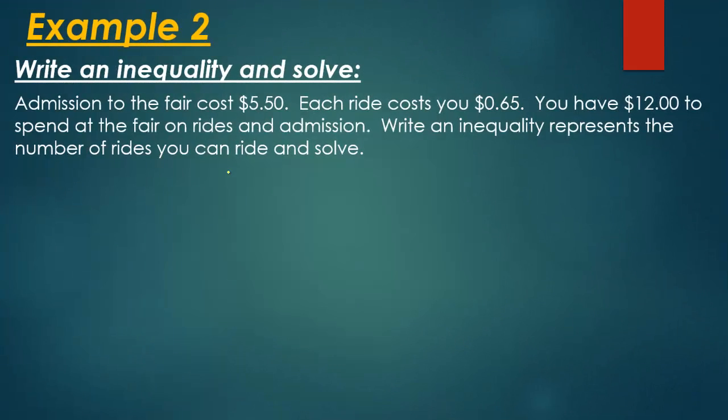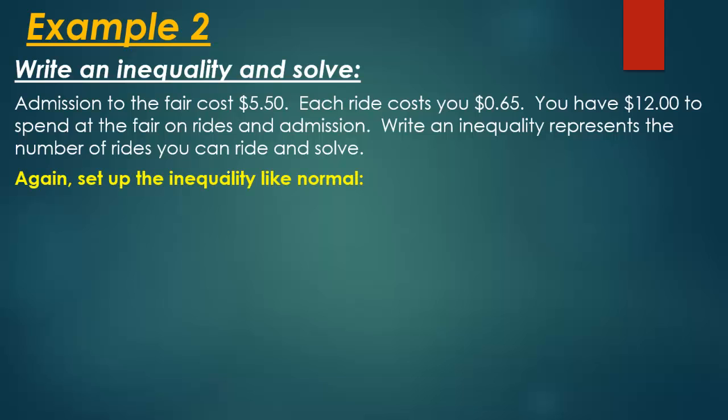So let's do an example problem. Admission to the fair costs $5.50. Each ride costs you 65 cents. You have $12 to spend at the fair on rides and admission. Write an inequality that represents the number of rides you can ride, and then solve it.